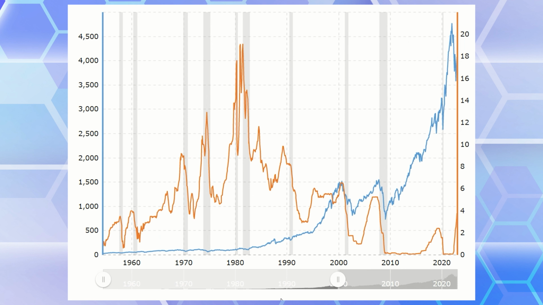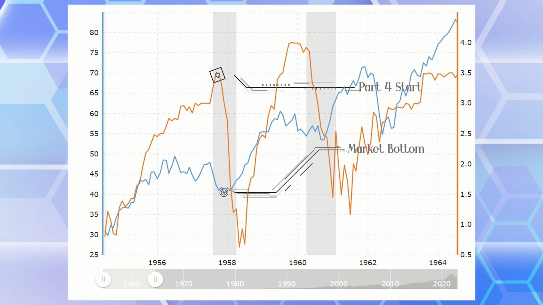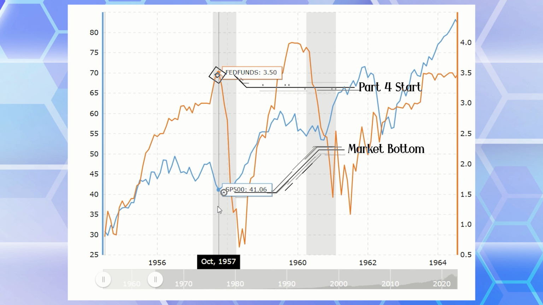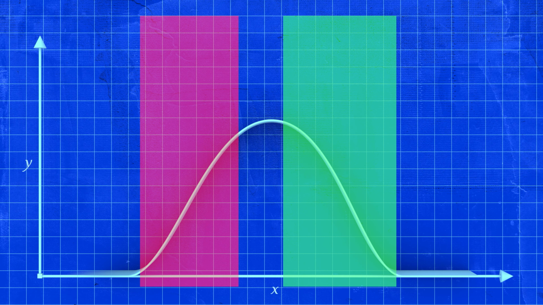Let's look at the other side of the chart into the 1960s. The bottom of the market does the same thing. It occurs months after the Fed begins to decrease rates, and this happens time and time again. We have an expectation of Part 4, yet we're still in Part 1.